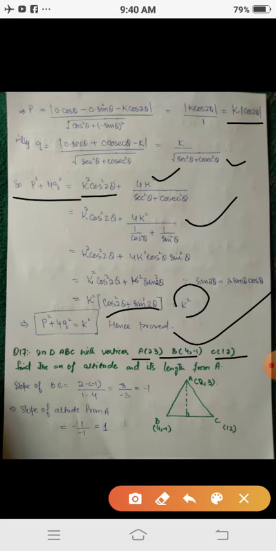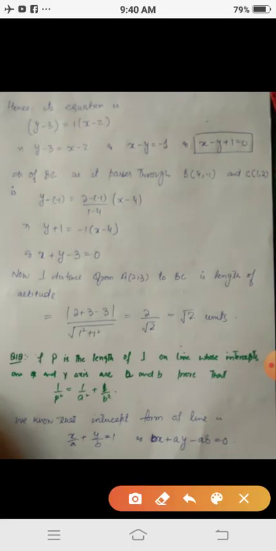Now here the slope of BC equals the difference of y coordinates upon the difference of x coordinates, that is minus 1, which implies that the slope of the altitude, by using the condition of perpendicularity, is minus 1 upon the slope of BC, that is 1, which implies that the slope of this altitude is 1. Hence its equation is here.